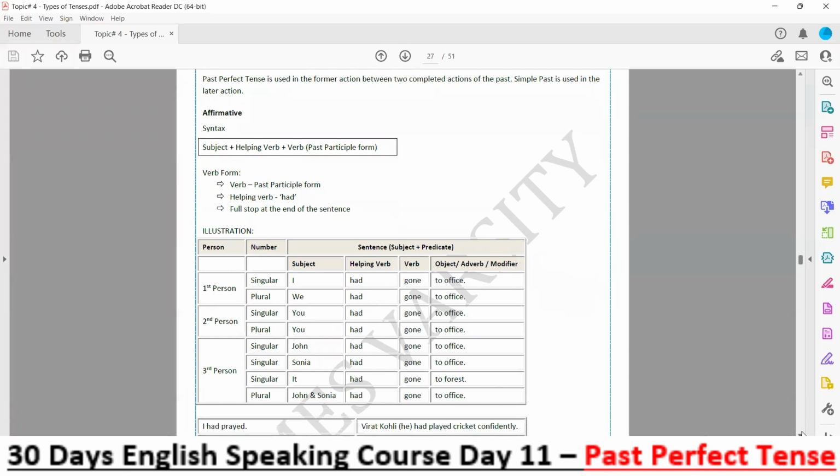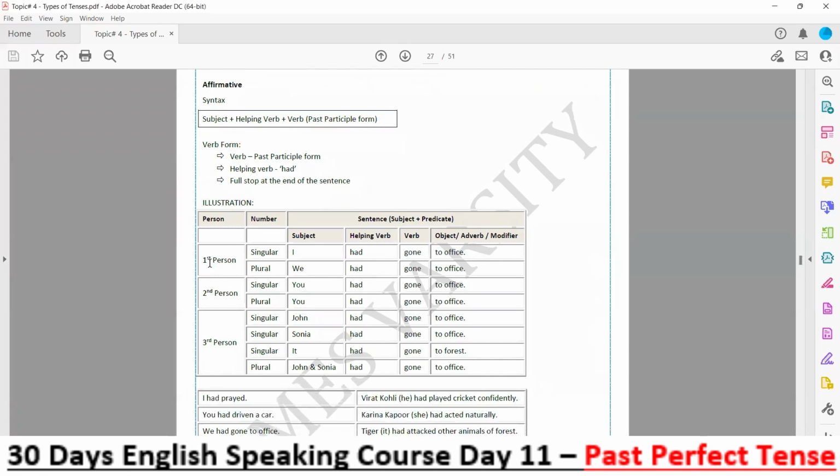Look at some examples. First person singular: I had gone to office. Subject, then the helping verb had, which is used everywhere. And then the third form of the verb, gone, is used, and the rest of the words follow.